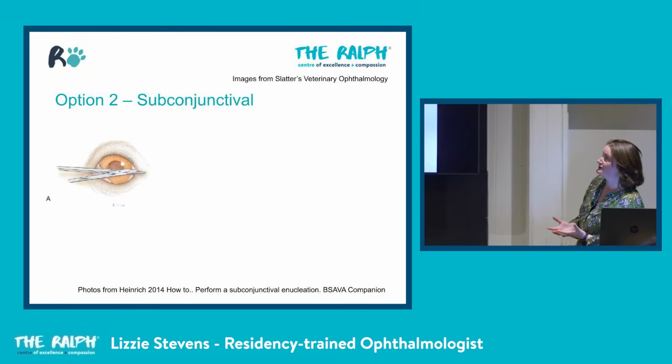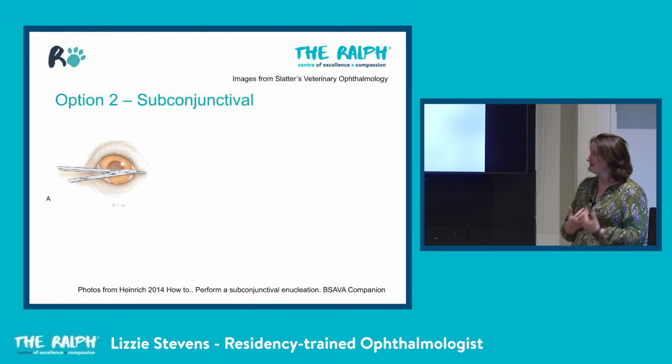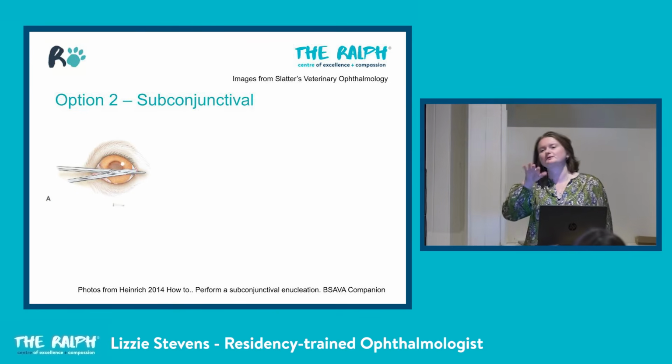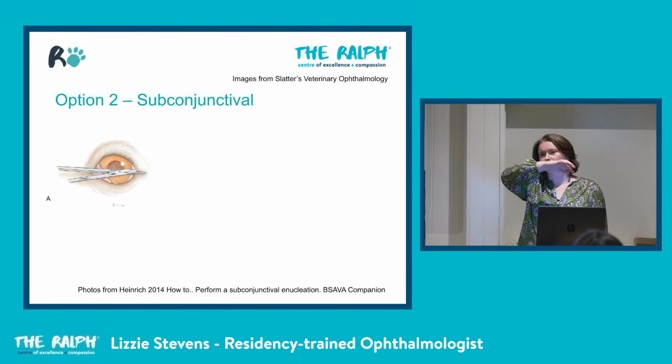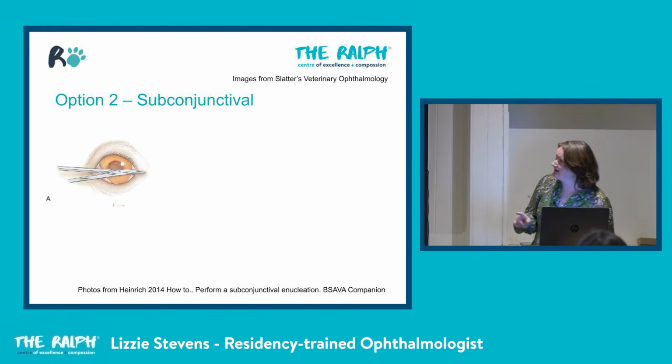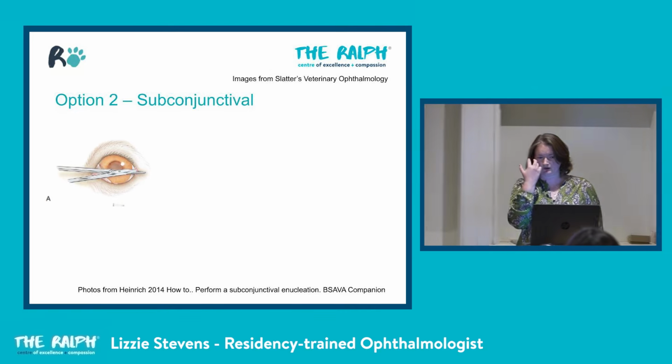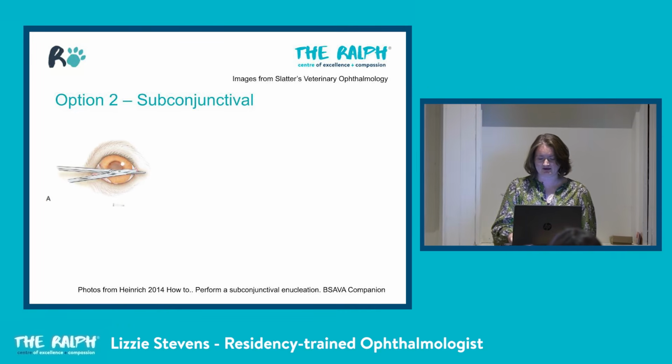So subconjunctival enucleation is the other approach, and as I say, this is my personal preference. When you do subconjunctival enucleation, you want to make your incision through the bulbar conjunctiva, the conjunctiva lining the surface of the eyeball. To make access easier, you will do a lateral canthotomy first. You'll just take your scissors and cut about 1 centimeter through the lateral canthus.